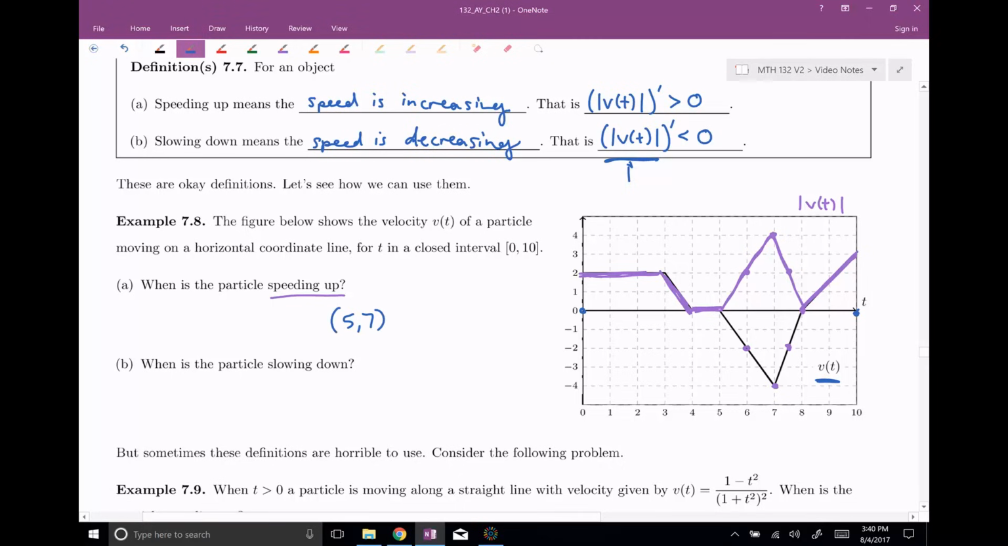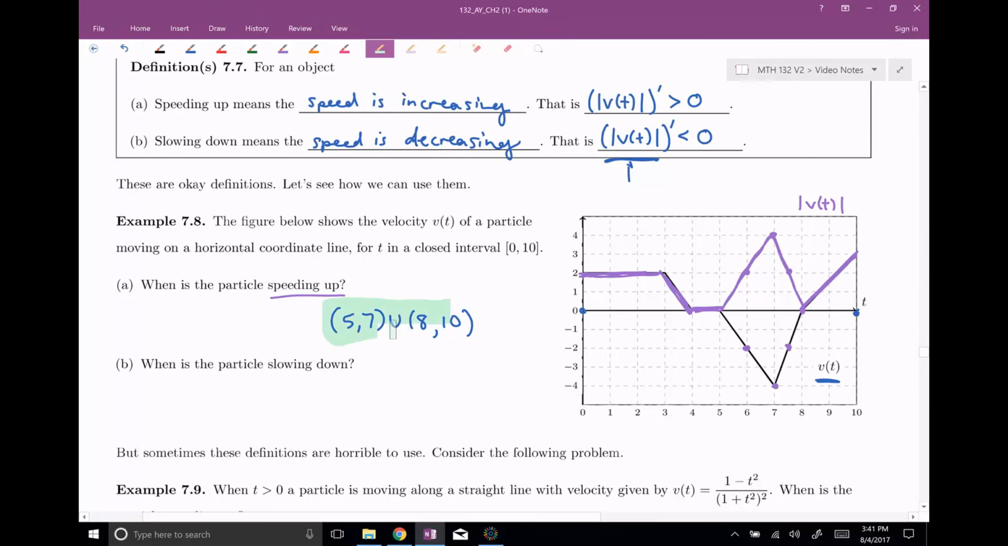Let's make sure there's nothing else, right? So, okay, 7 to 8, nope, that's negative. But again, 8 to 10, we should include that as well. So I'm going to do a union with the interval 8 to 10. So right here, this is my answer.